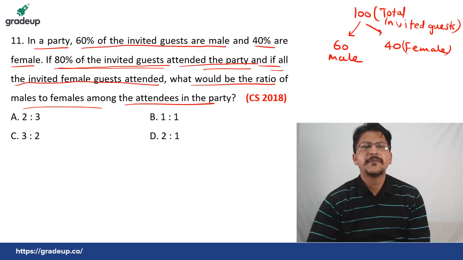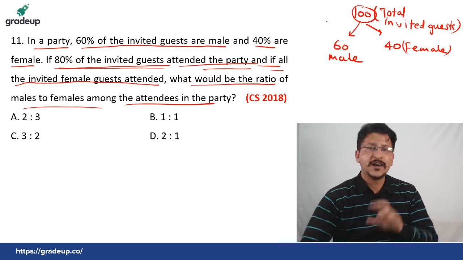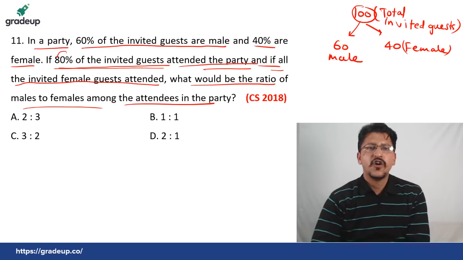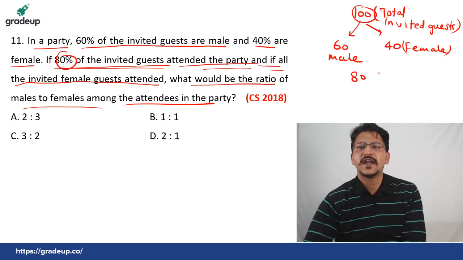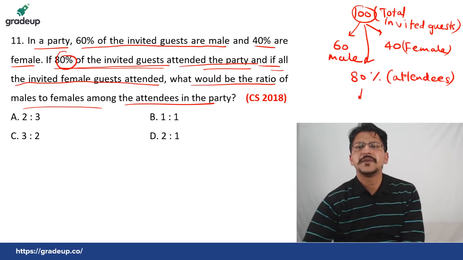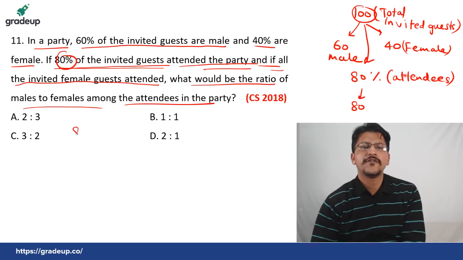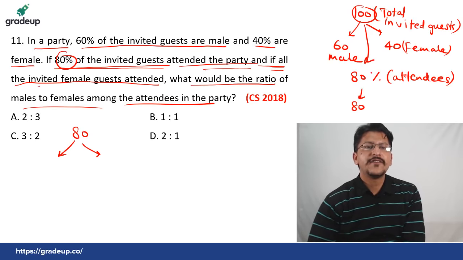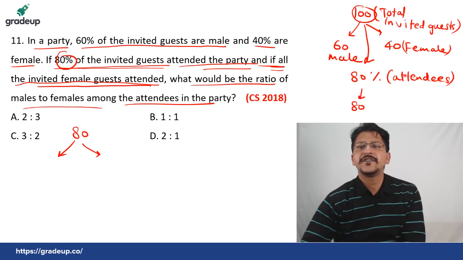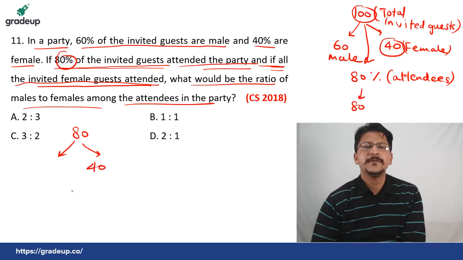But what happened, of those 100, all 100 did not attend the party. Only 80% were the attendees, who attended the party. 80% of 100 is 80. Of those 80, it says that all the invited female guests attended. The invited female guests were 40, and the remaining 40 of those 80 will be the male. So this is female, this is male.